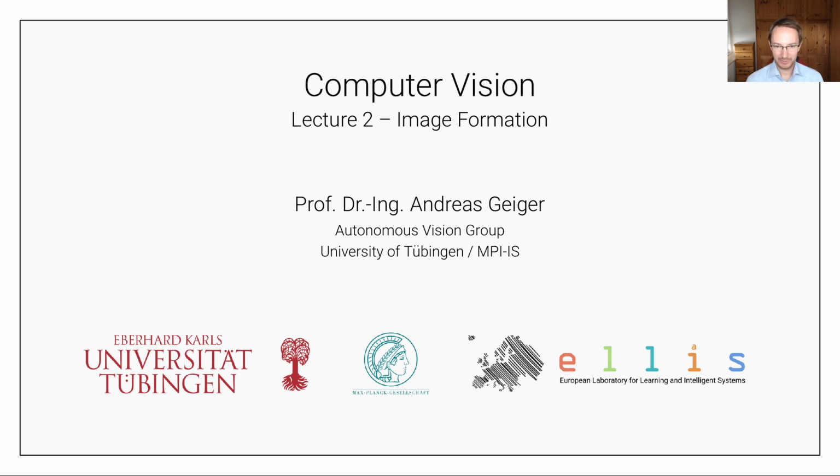If we want to build computer vision systems, we first have to gain a good understanding of the image formation process, of how a 3D scene is projected onto a 2D image. And once we have an understanding of this process, we can start developing models that mathematically formalize this process. And that is what this lecture is about.